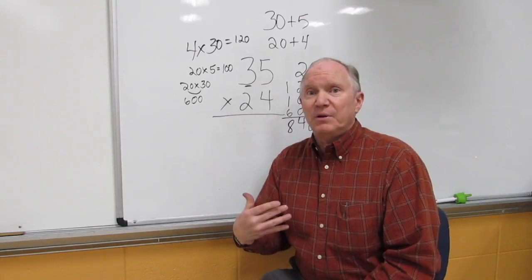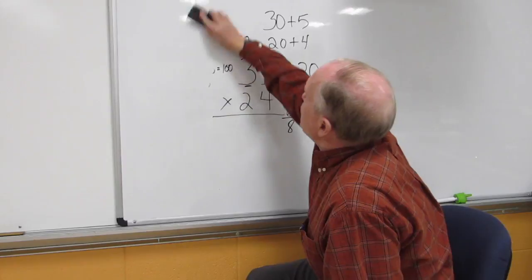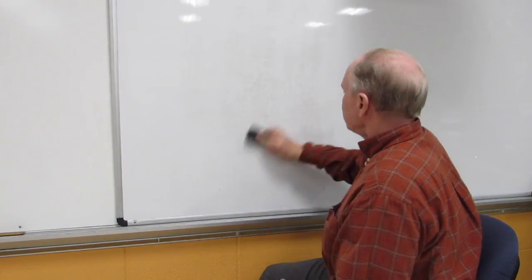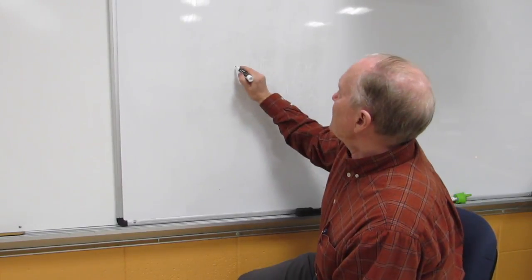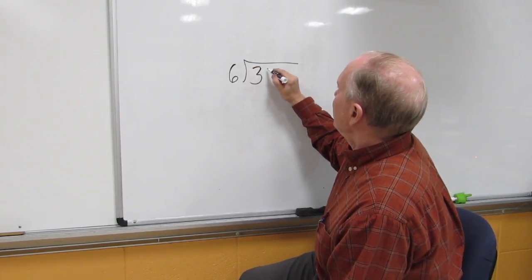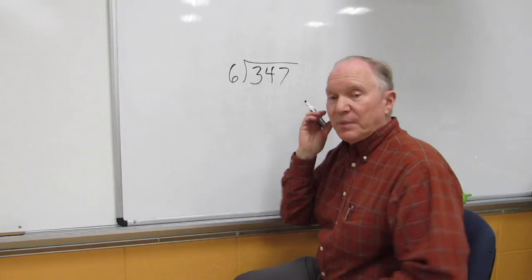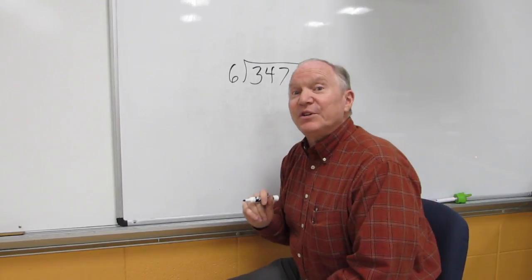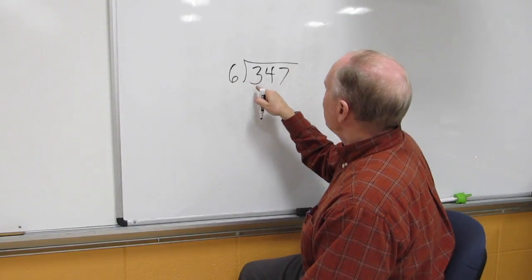And this is mainly for you as parents, though. So let's also take a look at division. What's happening when I divide 6 into, say, 347? If you do the long division way, you go, well, can't do 6 into 3.